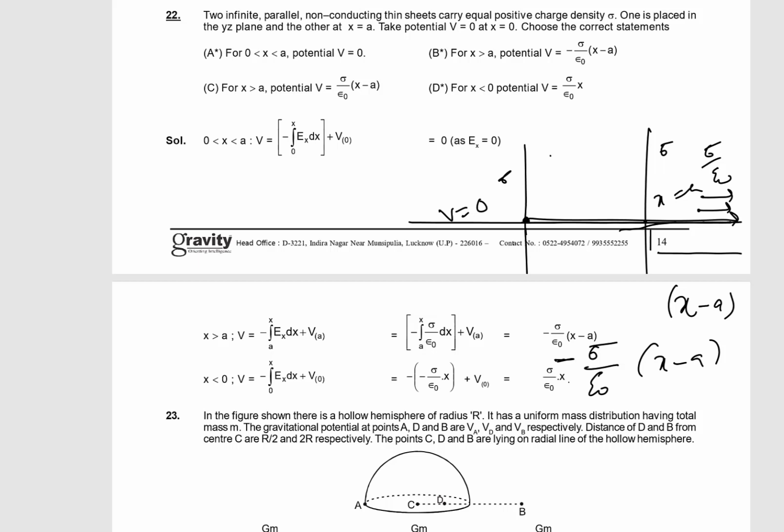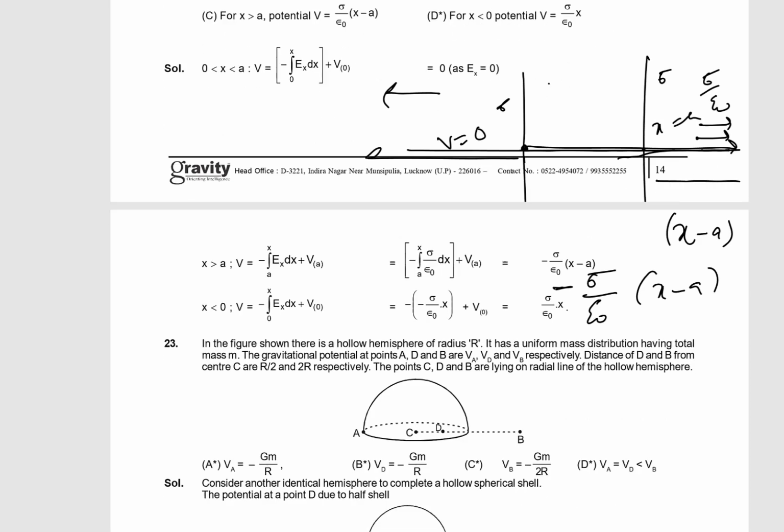Similarly, on the other side, when the value of x is negative, the potential will be equal to sigma by epsilon naught into directly the x coordinate. That will also be negative because the field is in this direction. The x coordinate is taking care of the negative value. So the correct options are A and D.